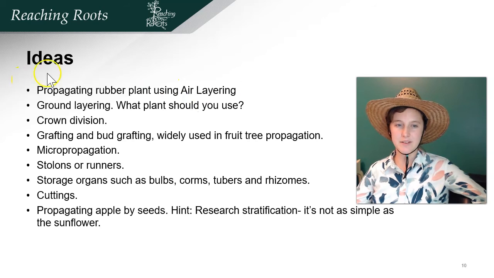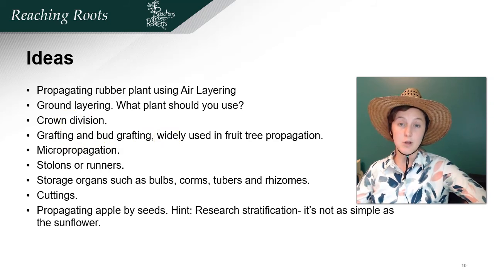Here are some examples. You might do propagating a rubber plant using air layering technique. You could do ground layering. What plant should you use? Think bushes. Crown division, a great example is hosta. Do a grafting and budding technique. There's a lot of different grafting and budding techniques, so make sure to say which technique you're doing. Do your own research. I provided a lot of links within the videos about how to do these different techniques.